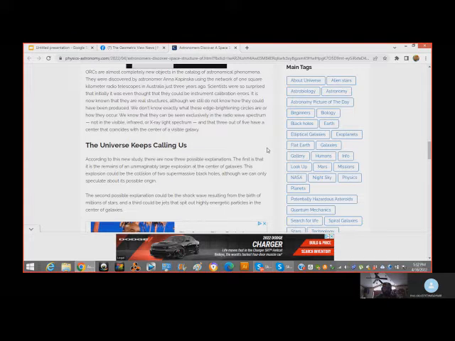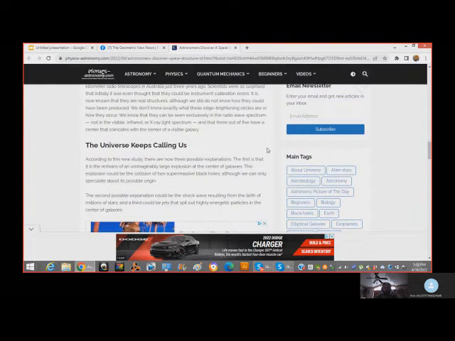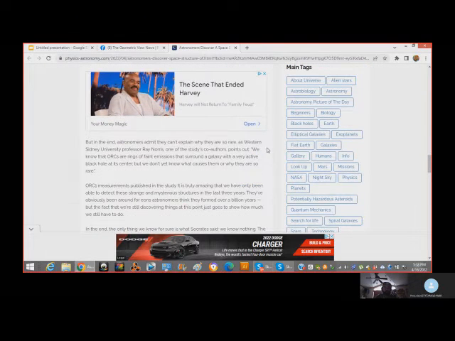According to this new study, there are now 3 possible explanations. The first is that it is the remnants of an unimaginably large explosion at the center of galaxies. This explosion could be the collision of 2 supermassive black holes, although we can only speculate about its possible origin. The second possible explanation could be the shock wave resulting from the birth of millions of stars. And a third could be jets that spit out highly energetic particles into the center of galaxies. Wow. Those are all fun and interesting to think about.